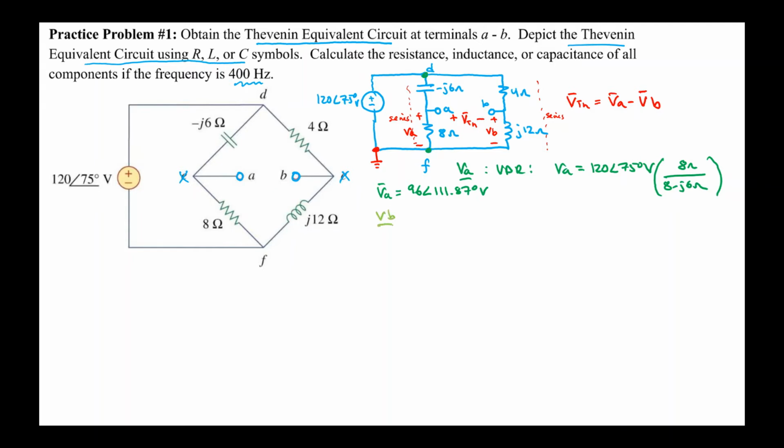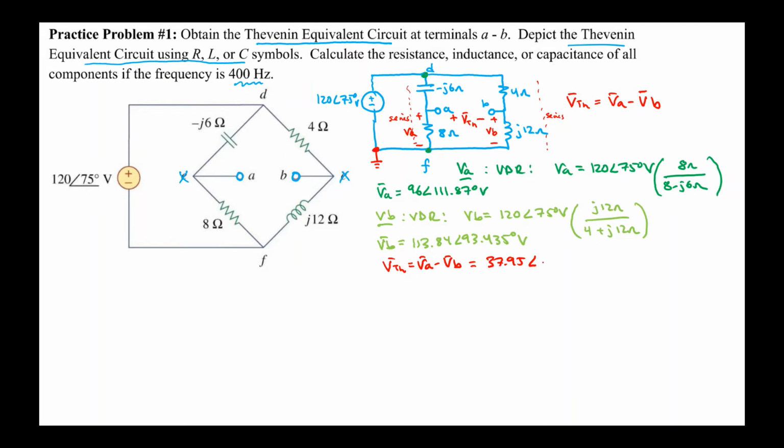I can solve for VB by a similar procedure with the voltage divider rule. That is, VB equals 120 angle 75 degrees volts times the fraction, where on top I have the J12 ohms, and on the bottom I have the 4 plus J12 ohms. Doing that obtains that VB is equal to 113.84 angle 93.435 degrees volts. Lastly, for my solution, that Thevenin equals VA minus VB, I take the difference between those two terms and obtain 37.95 angle minus 139.7 degrees volts.